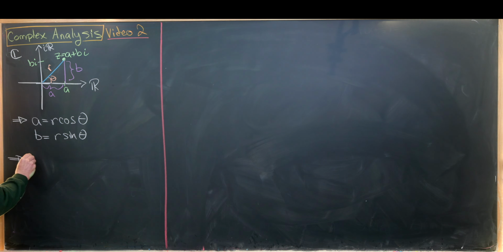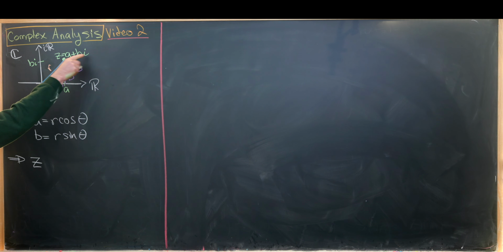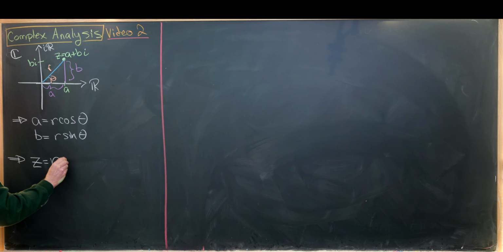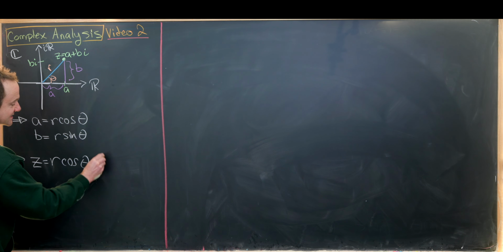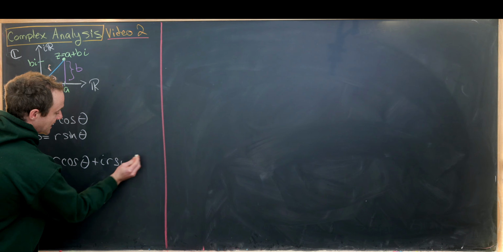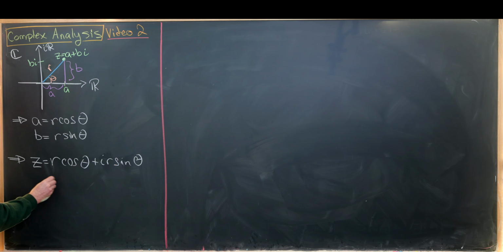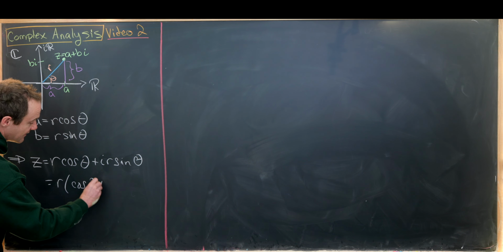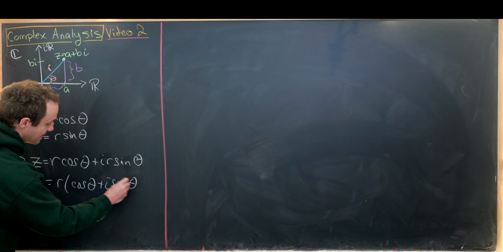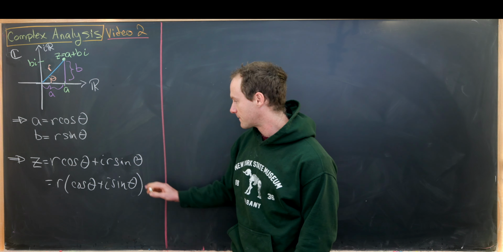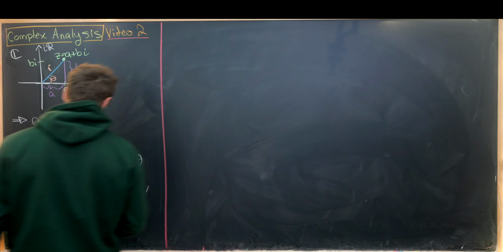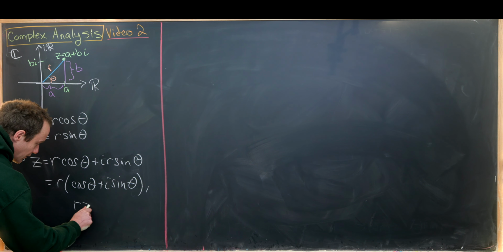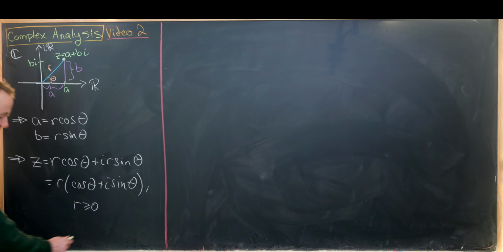So now putting this together, we see that we can write z, a plus bi, as r cos theta plus i times r sine theta. And then we could also just factor this r out and we'll get r times cosine theta plus i sine theta. And I want to point out here that we might as well only take non-negative values for r. So r is a real number which is bigger than or equal to 0.